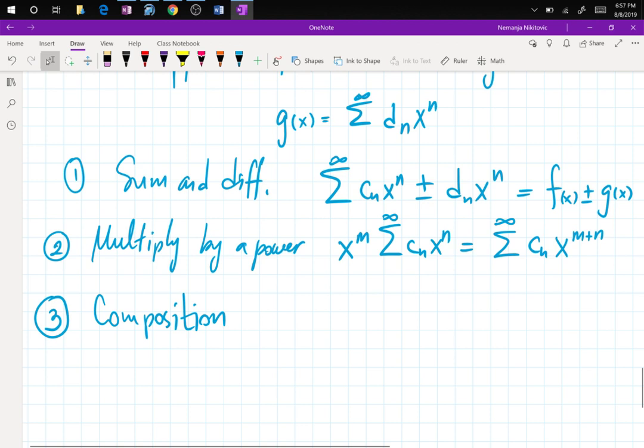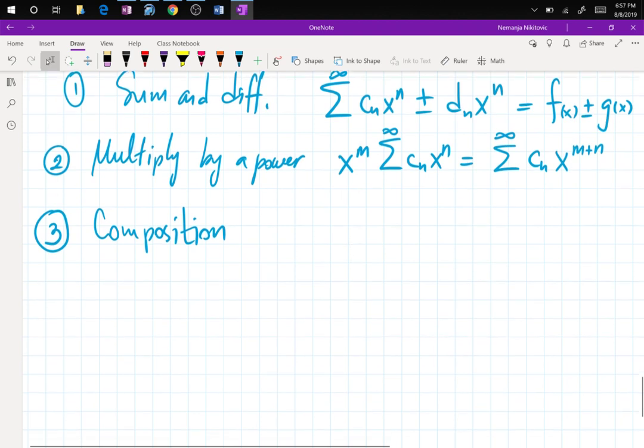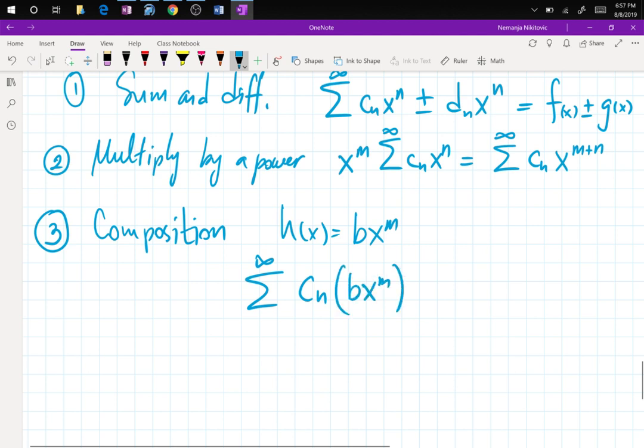Now, this one over here is a simple case where they give you that h of x is equal to bx to the m. And you can import that into the power series Cn, right? We have the Cn. And now instead of x to the n, you are going to have bx to the m, everything raised to the n. That's just a composition where you are replacing the good old power series Cn x to the n using the composition.